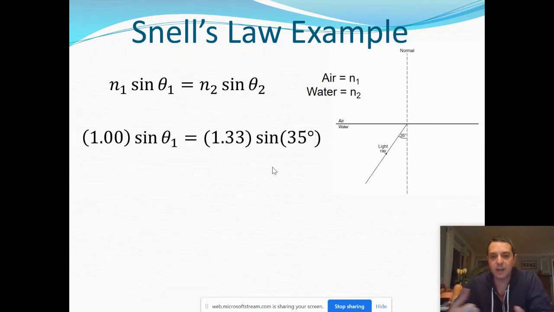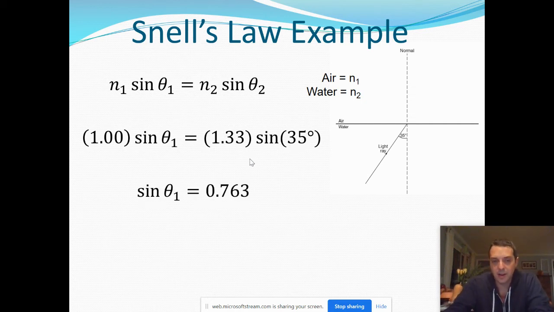Doing that, we can start filling in the information we have from the problem. For n1, index of refraction for air, that's 1.0. Theta 1 is what we're trying to solve for. n2, which is the index of refraction of water, that's 1.33. And we have theta 2, that's the angle of incidence in water before it crosses over into air, and that's going to be 35 degrees. Solving this, our sine theta 1 is what we're trying to solve for, and if you take the sine of 35 and multiply it by 1.33, you end up getting 0.763.